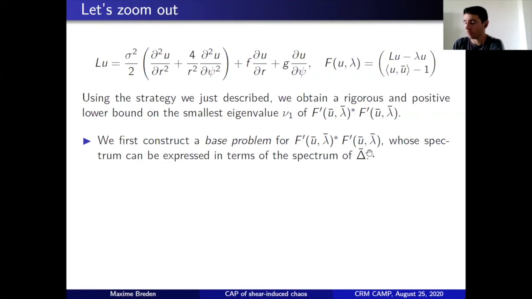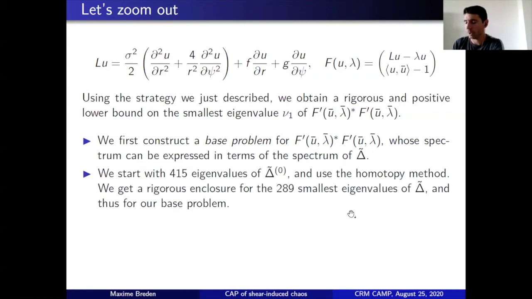So maybe I can give you some numbers just to give you a feeling of what's happening. We start with a bit more than 400 eigenvalues of this delta tilde 0. For this, we have analytical formulas. And then we use the homotopy method between this and delta tilde. At the end of the homotopy, we retain a bit less than 300 eigenvalues for which we have rigorous enclosure. And so if I have rigorous enclosure of those, I have rigorous enclosure of the base problem for this operator, and then I can do a second homotopy between this base problem and the operator I really care about.